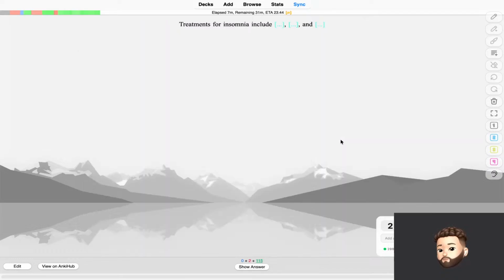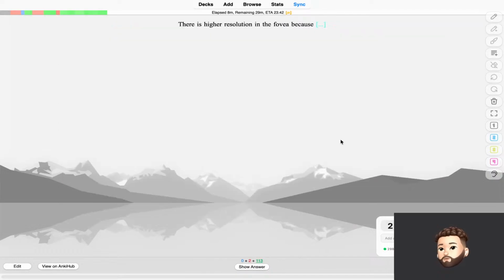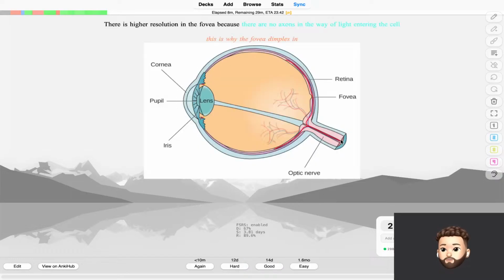Sensory adaptation. Treatments for insomnia include psychological training, medication, and lifestyle changes. Benzodiazepines, because there's no axons in the way of light entering the cell.